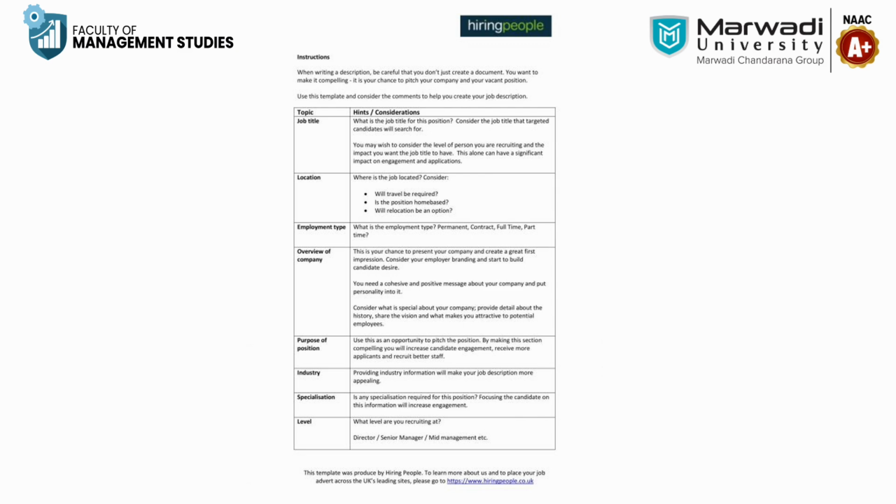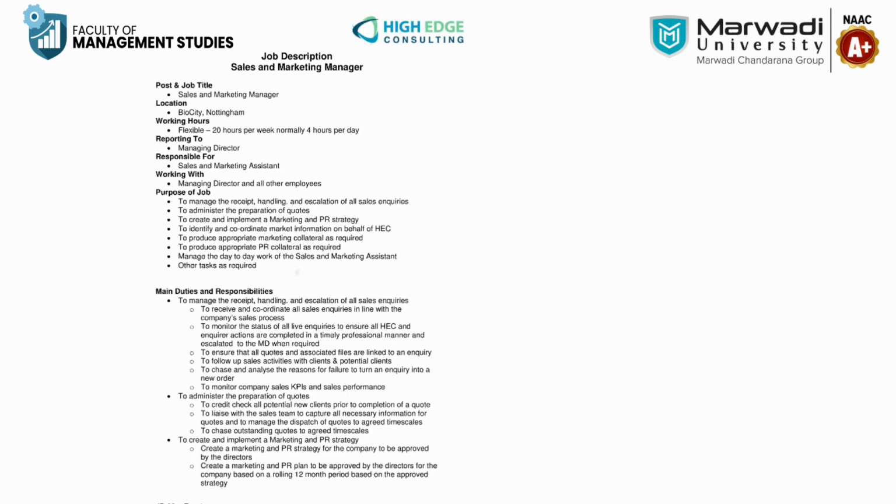Now I will show you one more example. See, this is the job description of a sales and marketing manager. So you can see, title is clear, location is clear, working hours are clear, reporting authority is clear, purpose of the job. So what are you supposed to do? To manage the receipt, handling and escalation of all the sales inquiries. You have to administer the preparation of quotes, to create and implement a marketing and PR strategy, to produce appropriate marketing collateral as required. So everything is mentioned.